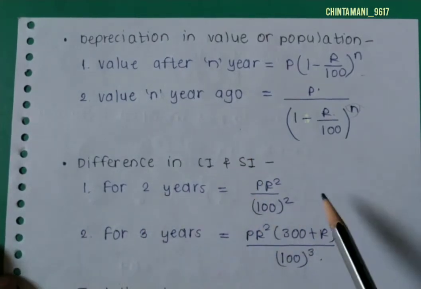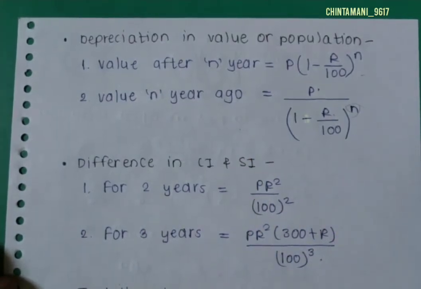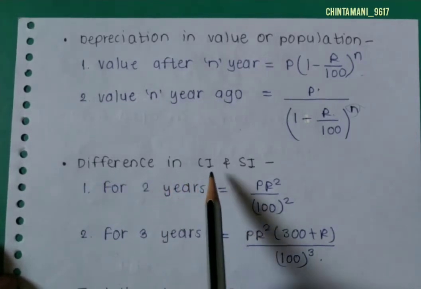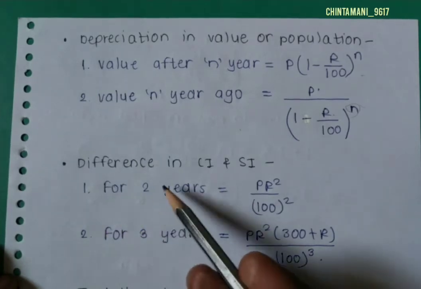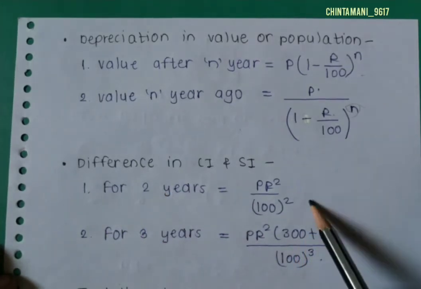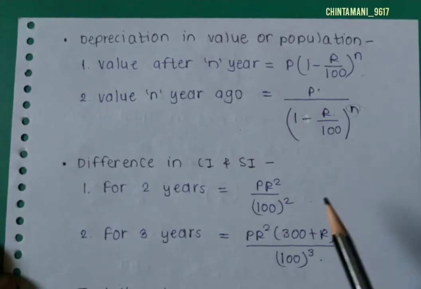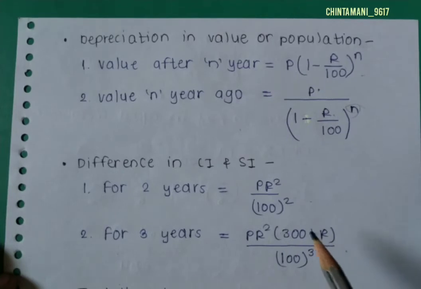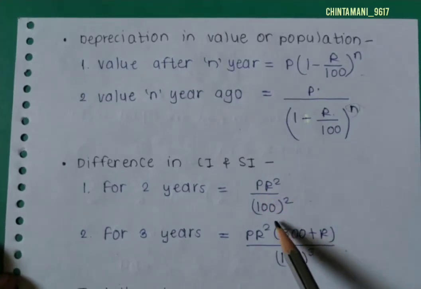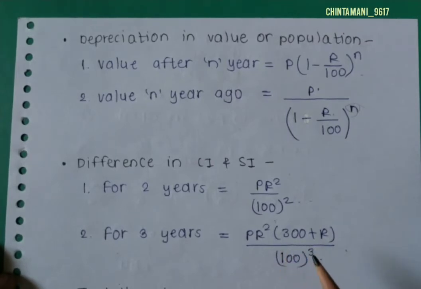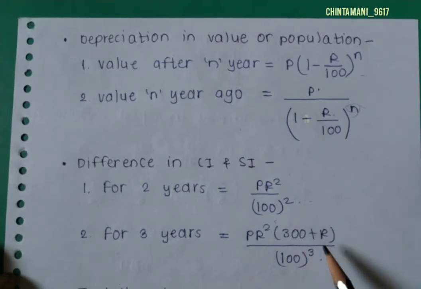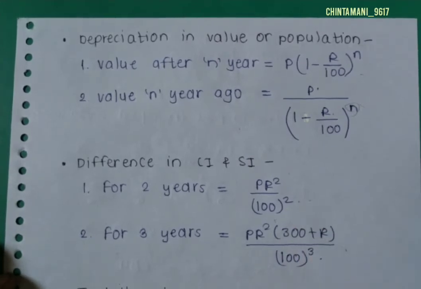Similarly, these are two tricks that will help you save time in any exam. If we are given the difference between the simple interest and the compound interest for 2 years or 3 years, just apply these two formulas, whichever is given. For 2 years, the difference between the compound interest and simple interest is PR^2 divided by 100^2. For 3 years, the difference is PR^2 (300 + R) divided by 100^3.